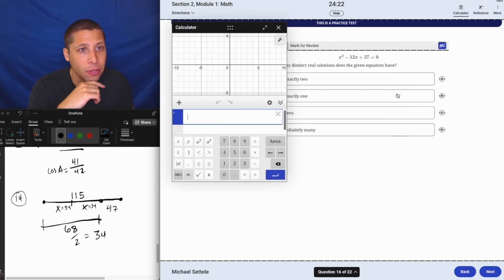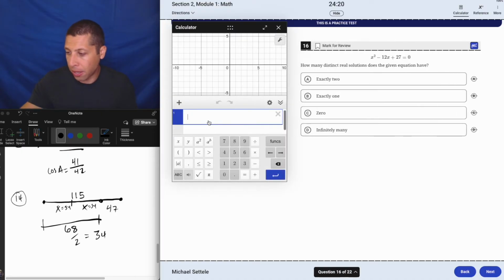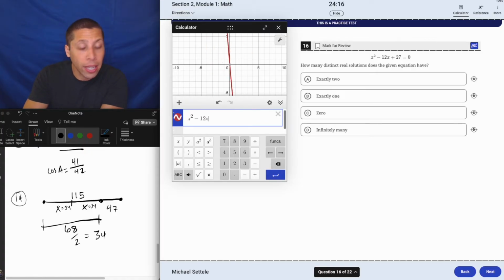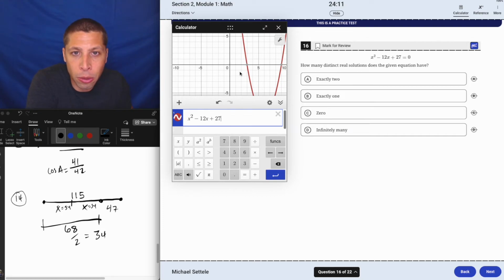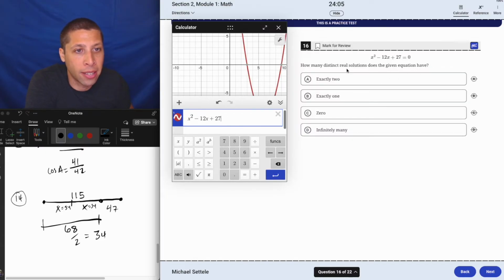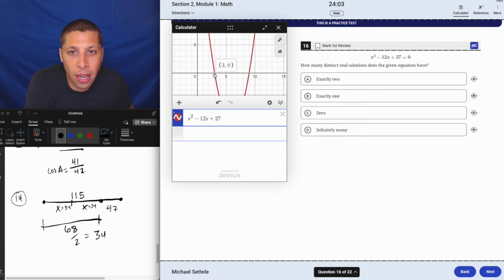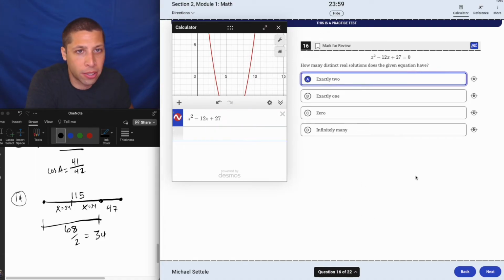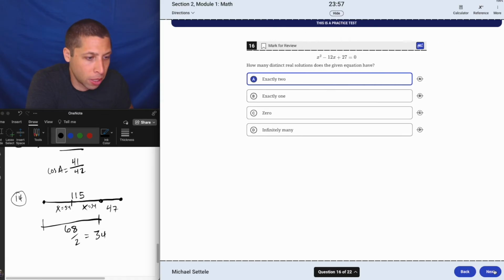Okay. How many distinct real solutions does this equation have? I'm going to go to Desmos for the first time. Let's just do it. I'm going to type x squared minus 12x plus 27. I am not going to put the equals 0, because if I do, it's going to turn it into lines. I can see that I do have 2 solutions, but I prefer to think of solutions as x-intercepts. I can see I've got 3 and 9, and so there you go. No work necessary, just straight up proof.